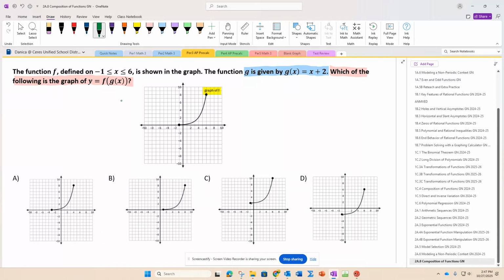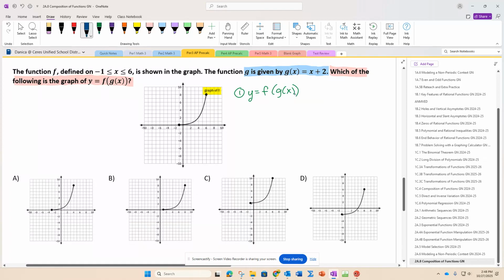We have a graph for f, and this is fine for these types of problems. It works the same way. So in this composition, let's start with our y equals f of g of x. We are allowed to replace our g of x here with what it's equal to in definition form, which is x plus 2. And this now gives us f of x plus 2.